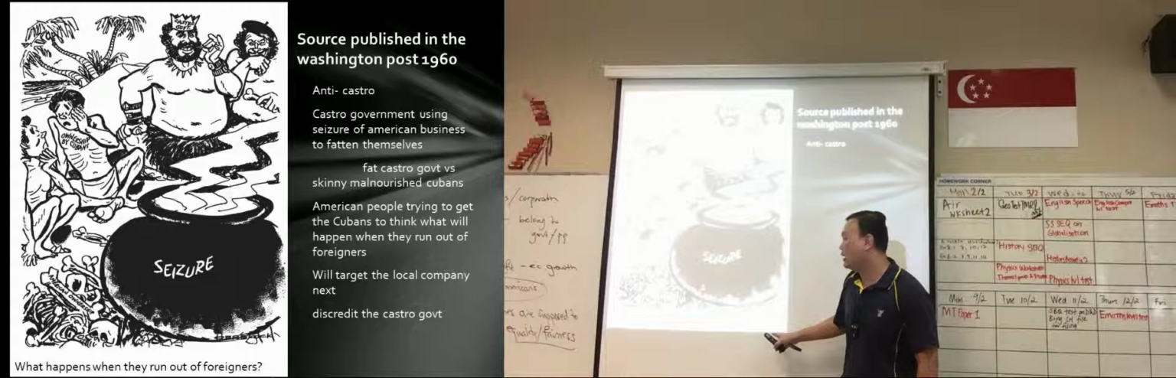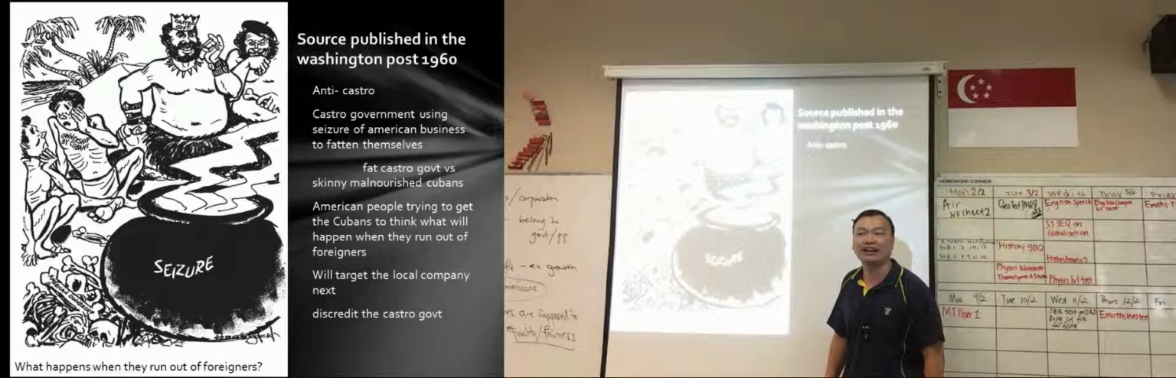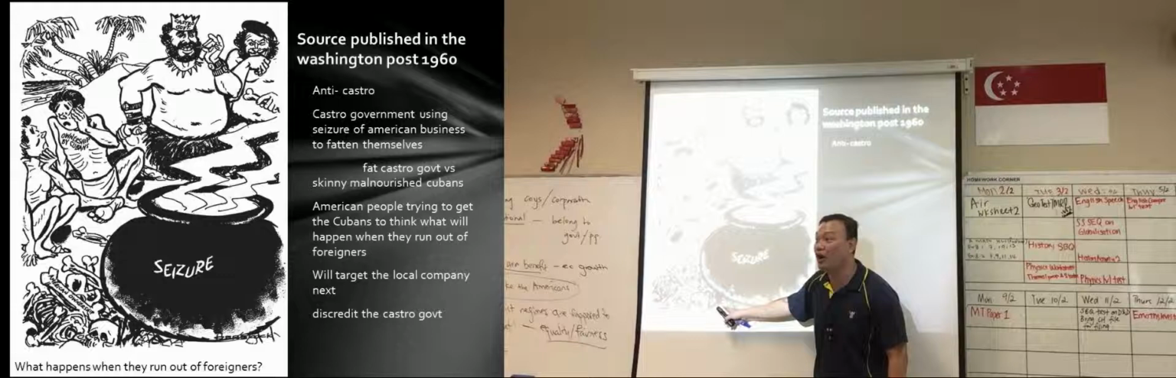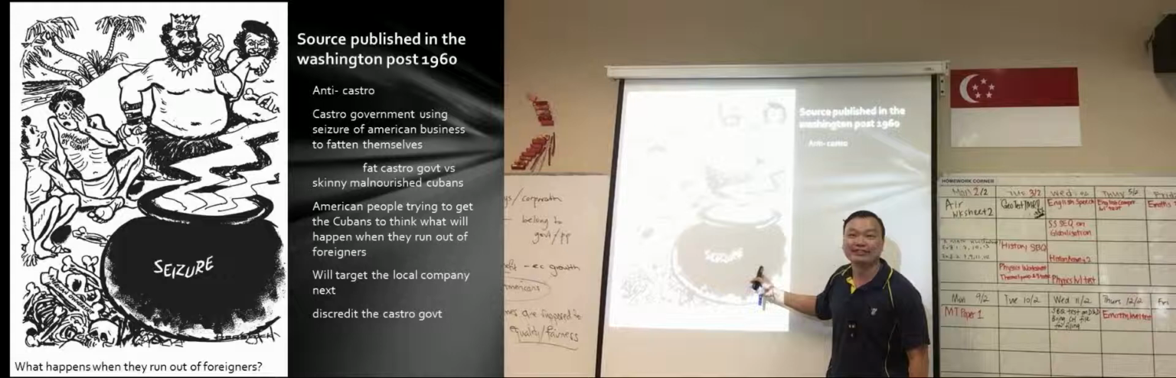What is mentioned? What happened when they run out of foreigners? So who are they targeting now? What are they trying to say? When they say what happened when, what do you think is the answer? What happened when they run out of foreigners? What will they do? They will chop up the Cuban and then they will use them for soup. Can you see what is happening here? They will chop up the Cuban, they will use them for soup.